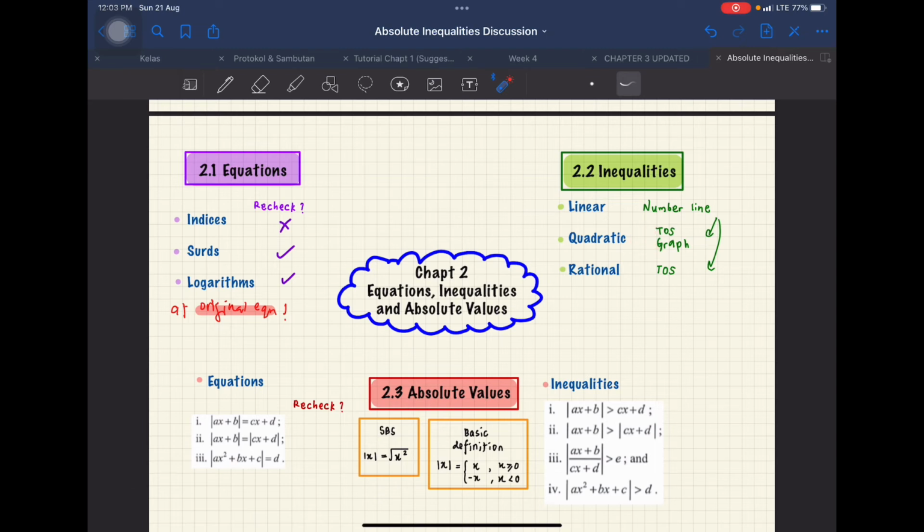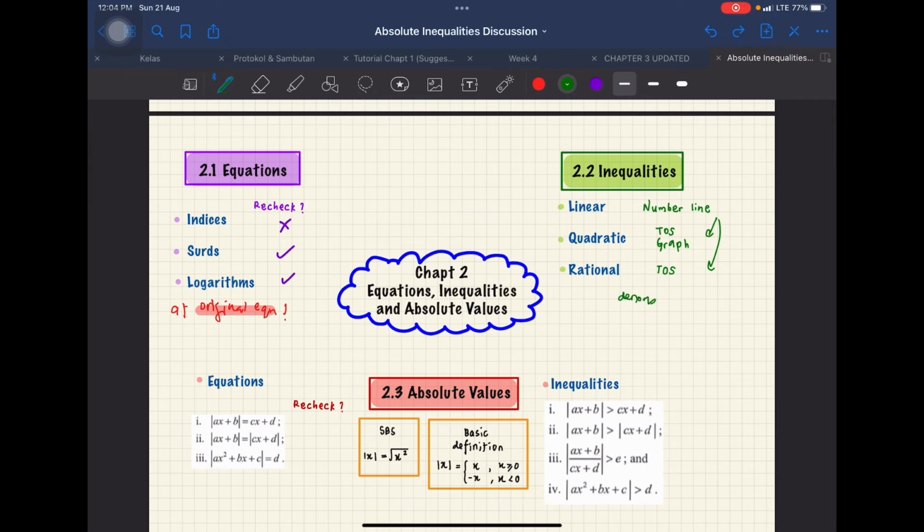Okay, so apa yang kita nak kena pastikan before using these 2 types of method is quadratic kita tu kena dalam simplest form, and dia punya x square tu kena negative. Okay, so barulah boleh guna these 2. Okay, and then for rational inequality, ada satu saja cara, which is table of sign. Okay, and then remember untuk yang bahagian denominator, dia tak boleh sama dengan kosong. Denominator cannot 0.